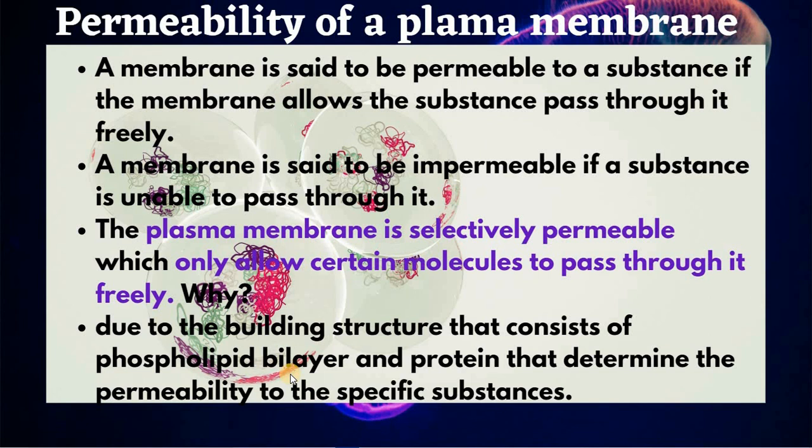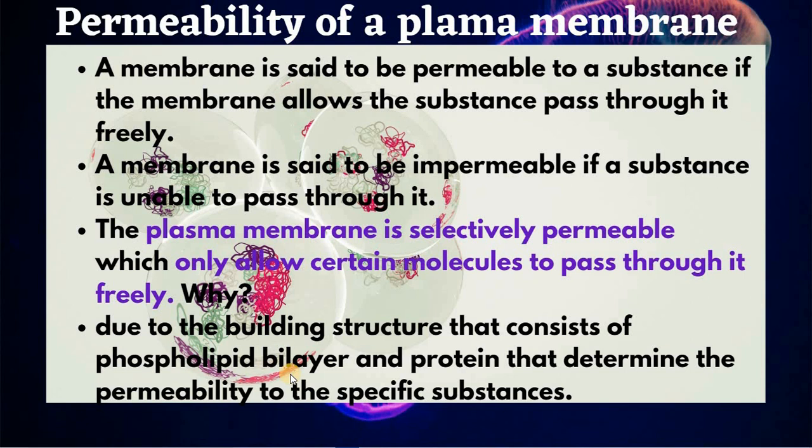What you have to know is that the characteristic of the plasma membrane is selectively permeable, which only allows certain molecules to pass through it freely. It means that some molecules are allowed to enter into the cell and some molecules are not allowed to enter into the cell. That is selectively permeable.